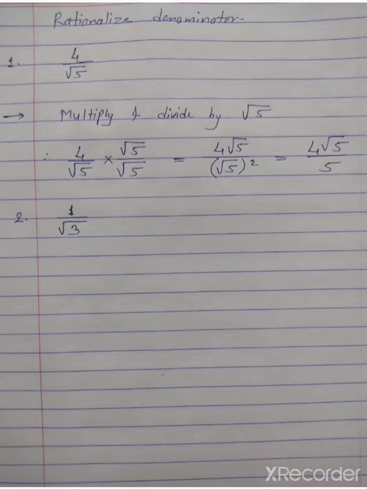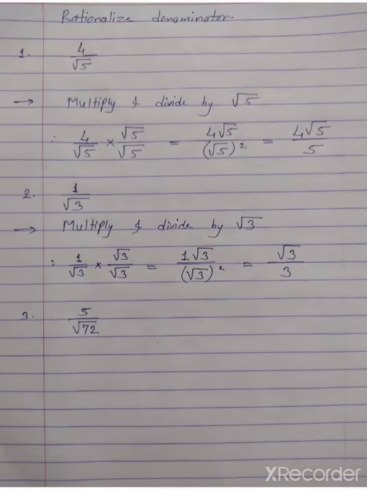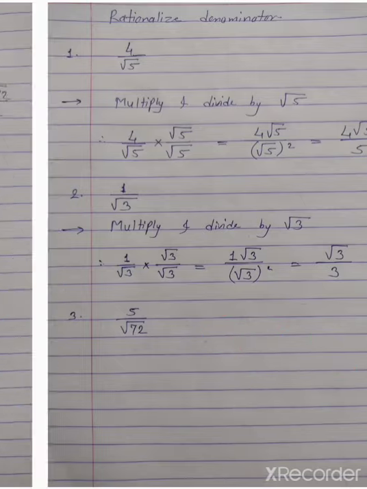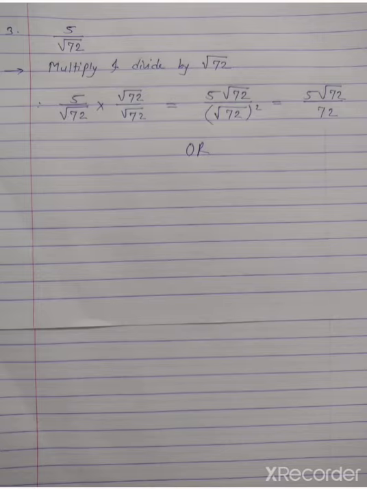Here I am multiplying and dividing. When you multiply and divide at numerator and denominator, you will get this step, and finally this denominator becomes only 3, which is a rational number. Let us solve the next one. Here also you can select directly root 72 as a rationalizing factor. When you multiply and divide by this rationalizing factor, you will directly get this 72.